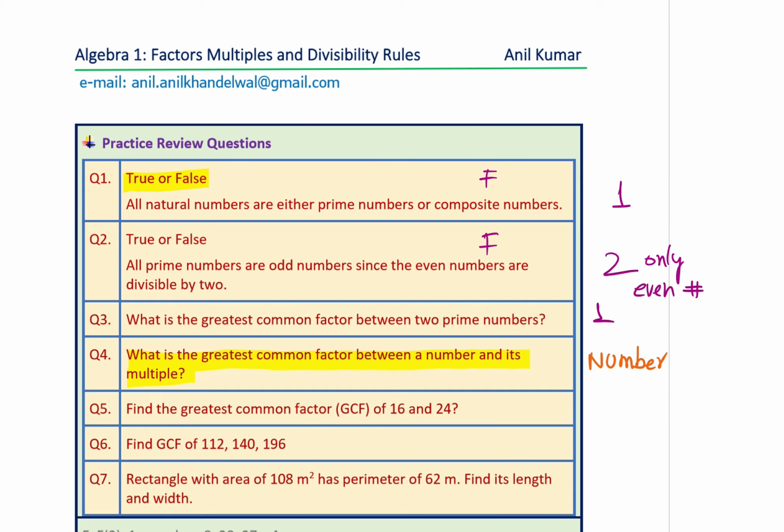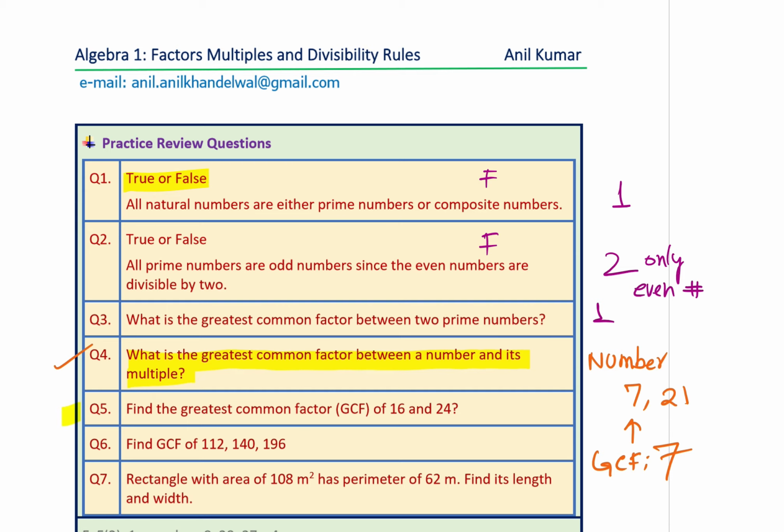For example, if I take the number 7 and 21, so in this case, what is the GCF? Well, the GCF is 7, correct? 7 is common to both. So the GCF here is 7. So we have understood this part. Critical question.